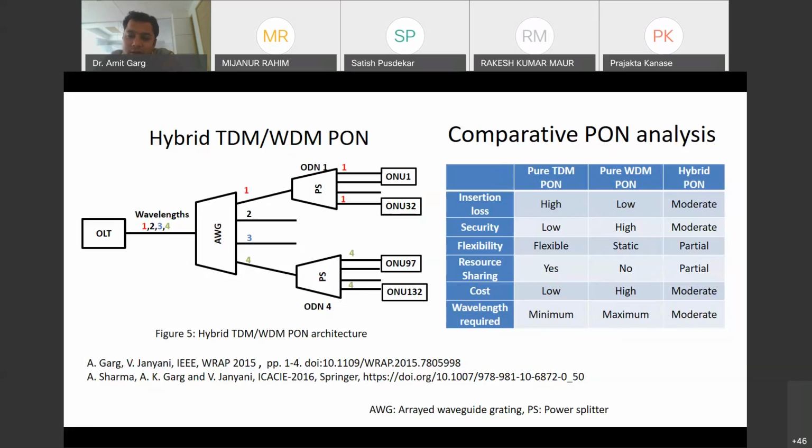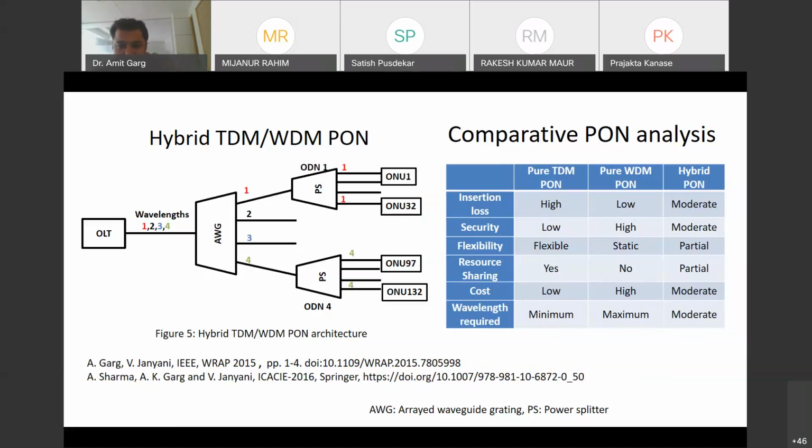Okay, and flexibility. Yes, TDM PON is fully flexible as any wavelength can serve the network. Suppose we are transmitting 2 or 4, whatever the wavelengths, all these wavelengths are reaching all the users. Okay, so it is fully flexible. And pure WDM PON is fully static as the wavelength destined for a particular user will only be accessible to that user. Other users cannot access the other wavelength. Okay, and this hybrid PON provides some partial or moderate flexibility.